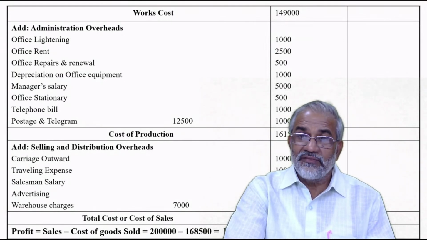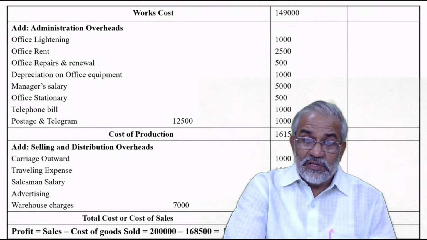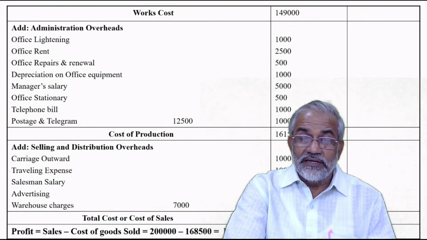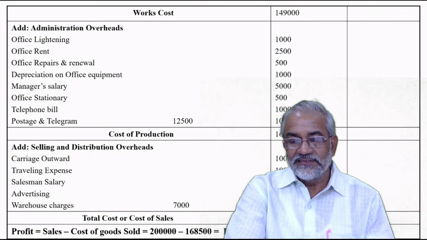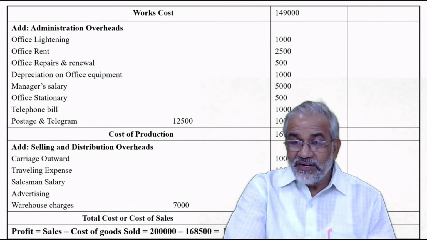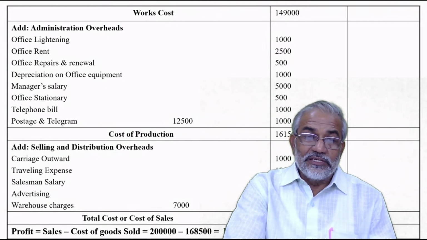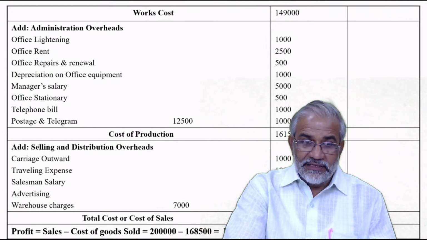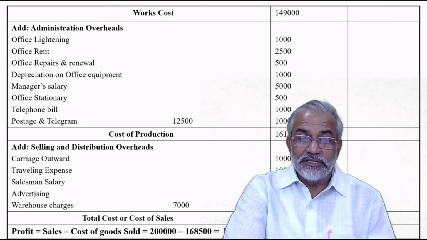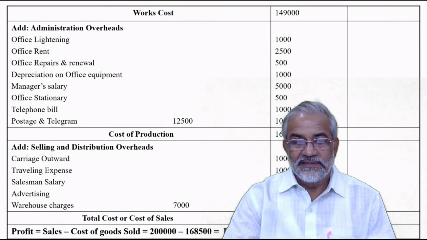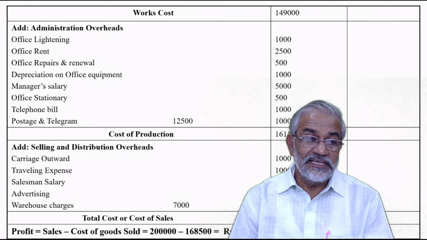Works cost was 1,49,000. When 1,49,000 is added to that 12,500 administrative overhead, the cost of production becomes 1,61,500. That is the cost of production. Then the selling and distribution overhead has to be added to the cost of production to determine the total cost or cost of sales. So what are the items from the given question? We can determine the items coming under the selling and distribution overhead.